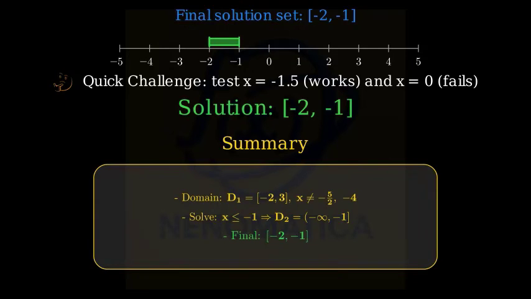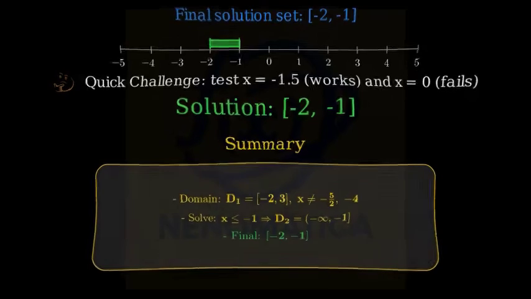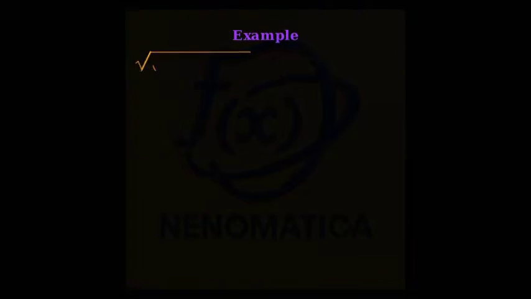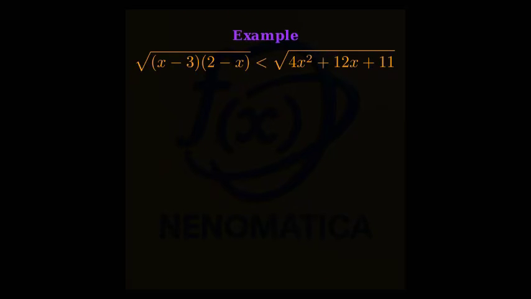Practice more problems like this to build fluency. Example. Solve the inequality square root of (x minus 3) times (2 minus x) is less than square root of 4x squared plus 12x plus 11. We will follow a precise step-by-step algorithm.